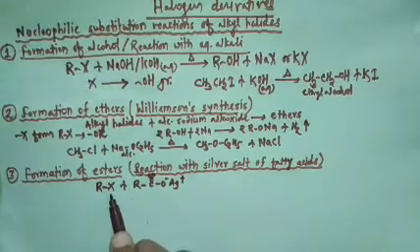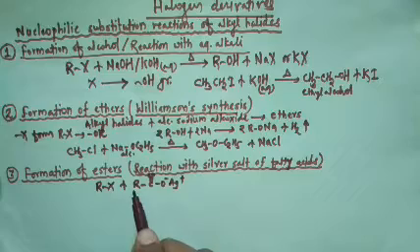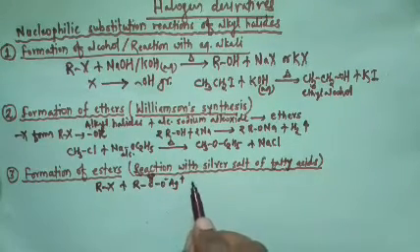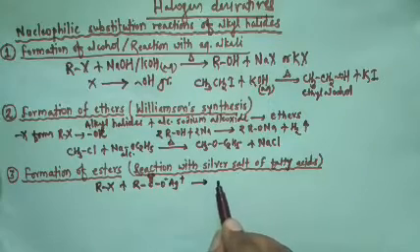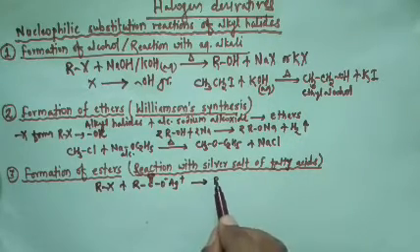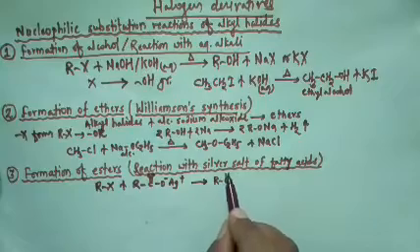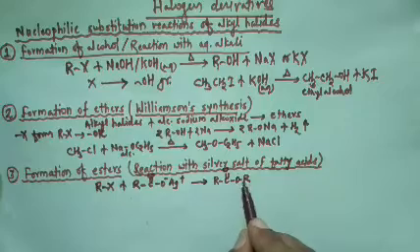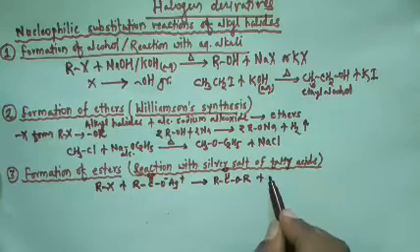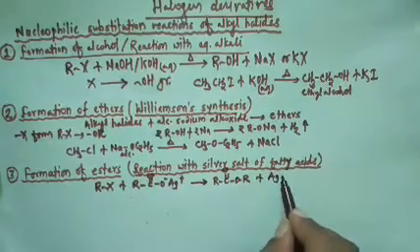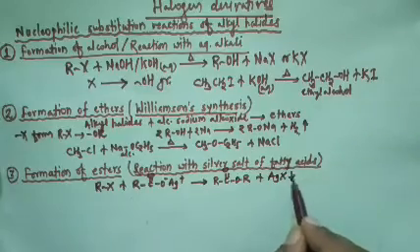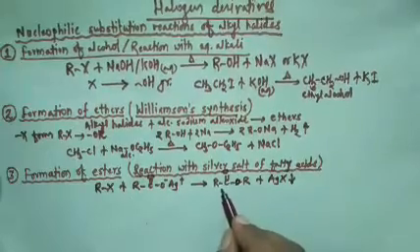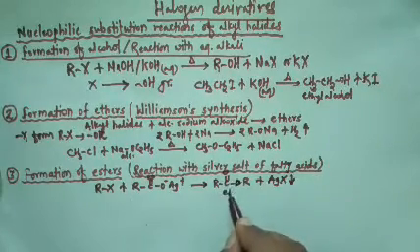So when alkyl halide is reacted with silver carboxylate, then it gets converted into esters, RCOOR, and the byproduct formed is the precipitate of silver halide. So in this way formation of esters takes place.